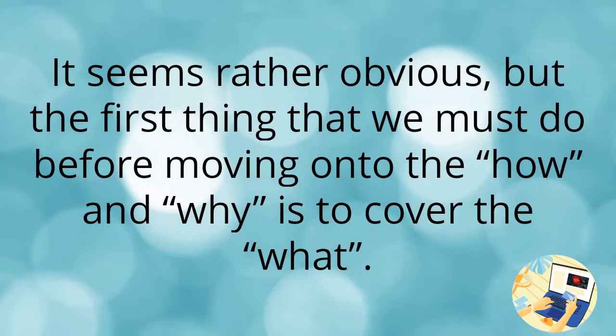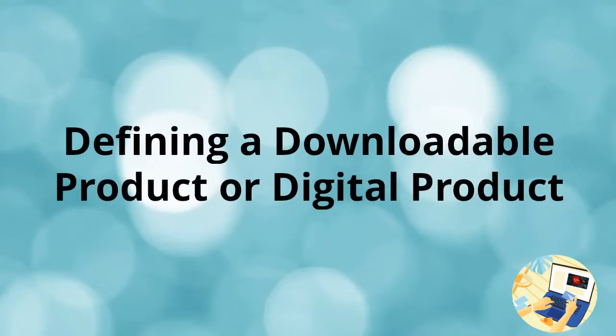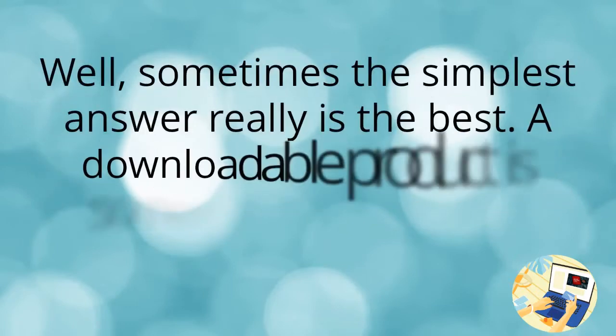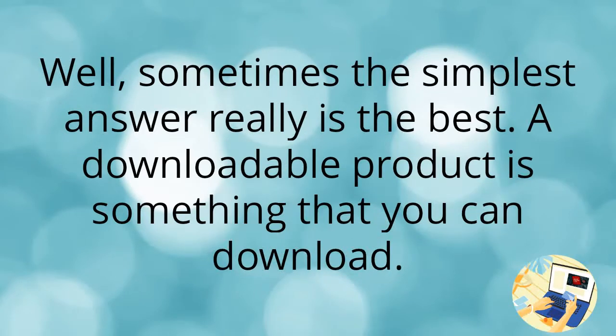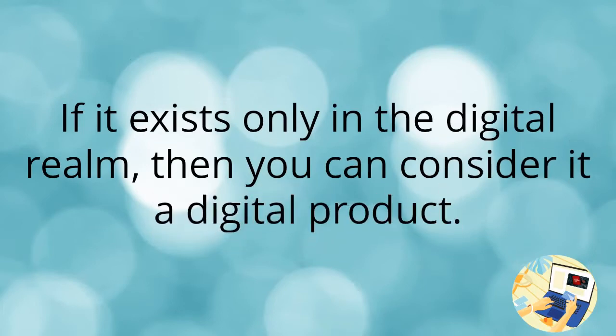It seems rather obvious, but the first thing that we must do before moving on to the how and why is to cover the what. What is a downloadable product, sometimes called a digital product? Well, sometimes the simplest answer really is the best. A downloadable product is something that you can download. This includes music, ebooks, video content, and basically anything digital that is not a physical object you can hold in your hand. If it exists only in the digital realm, then you can consider it a digital product.